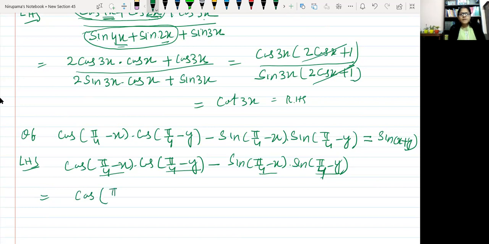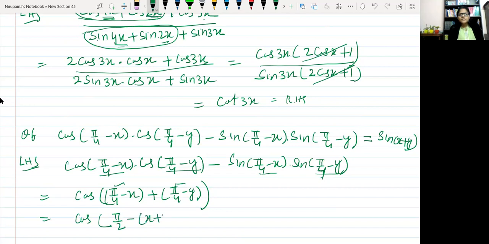A means pi/4 minus x, plus B means pi/4 minus y. Cos A cos B minus sin A into sin B, so you are having cos(A plus B). So you are actually having what? Pi/4 plus pi/4, that is pi/2, minus of (x plus y). So you are getting cos(pi/2 minus theta), which means sin theta. So theta means your x plus y.